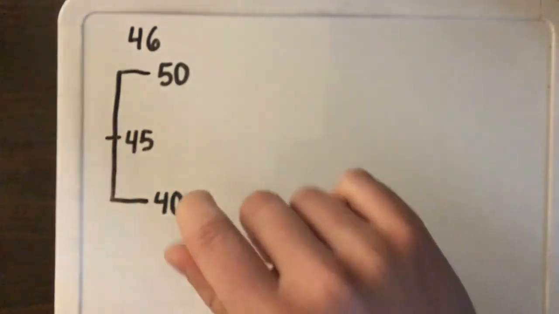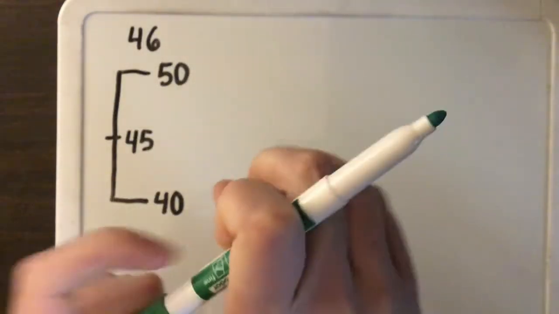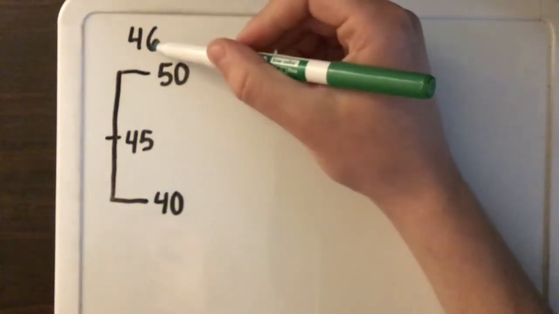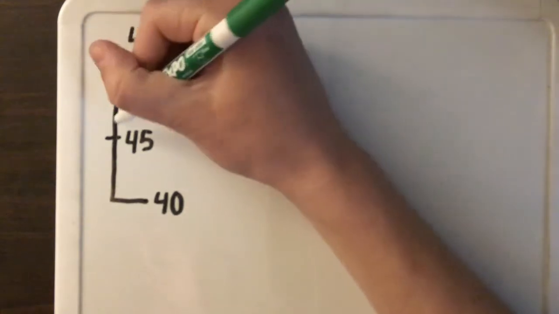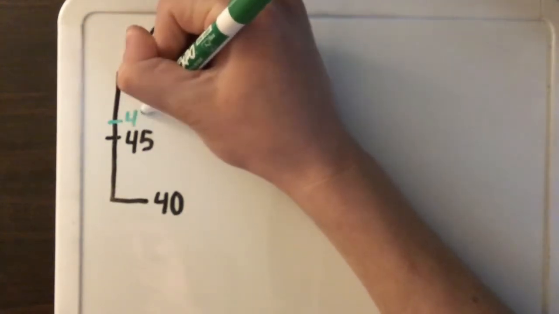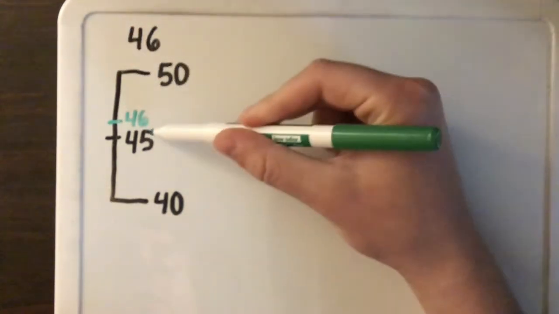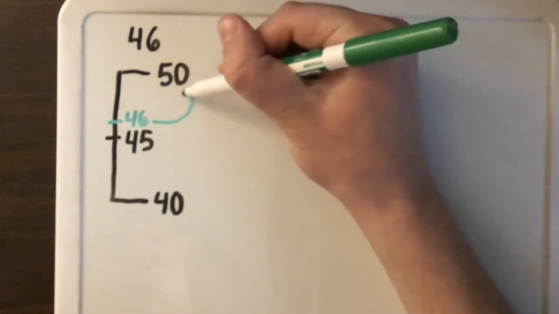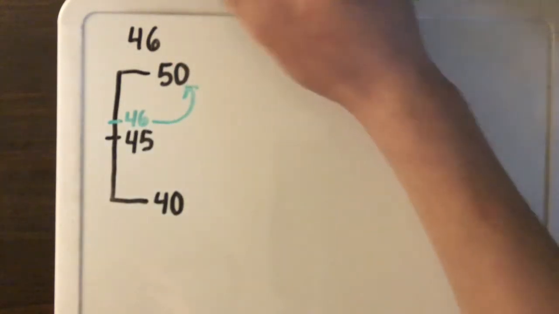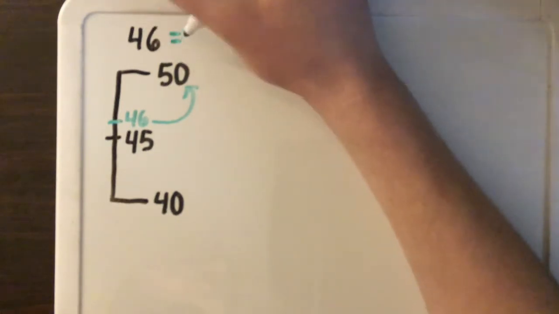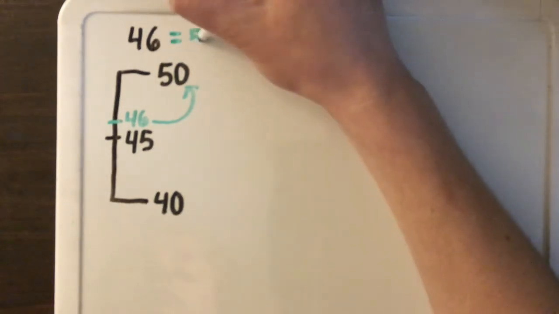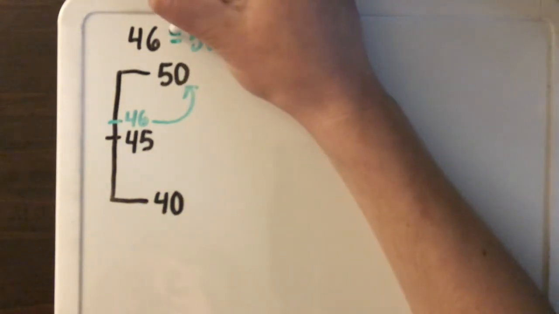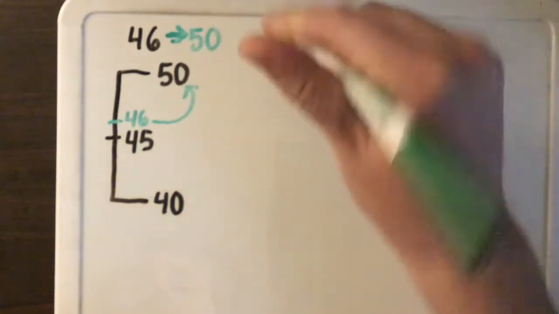Now, if I think about 46, I've got to think about where it would fit in on this number line. And I know that 46 is one more than 45, so it would fit in right here. And since it's after the midway point, I know that it is closer to 50. So then it rounds up to 50.